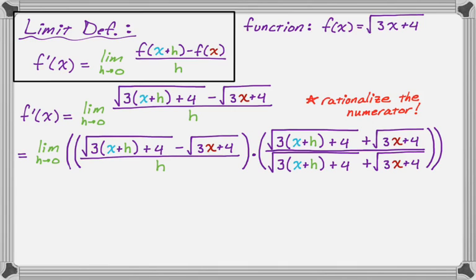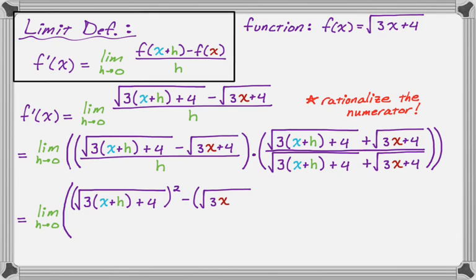But in the numerator, if you replace radical 3 quantity x plus h plus 4 with a, and you replace radical 3x plus 4 with b, then in the numerator you just have a minus b times a plus b, which is going to be a squared minus b squared. It's a really nice pattern. So this becomes the limit as h approaches 0 of the first thing squared, that's like a squared, minus the second thing, radical 3x plus 4, squared. So it's like a squared minus b squared. That will always happen when you rationalize the numerator.